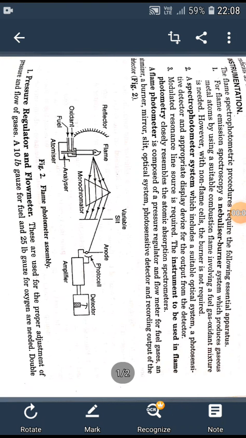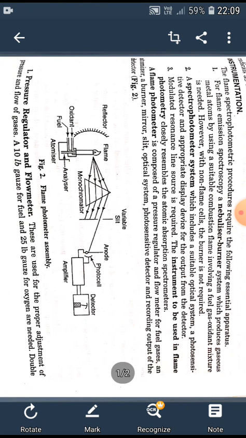Instrumentation used in flame photometry. The flame spectrophotometric procedure requires the following essential apparatus. For flame emission spectroscopy, a nebulizer burner system is required, which produces gaseous metal atoms by using a suitable combustion flame. This flame involves a fuel gas and oxidant mixture. However, with non-flame cells, burners are not required.